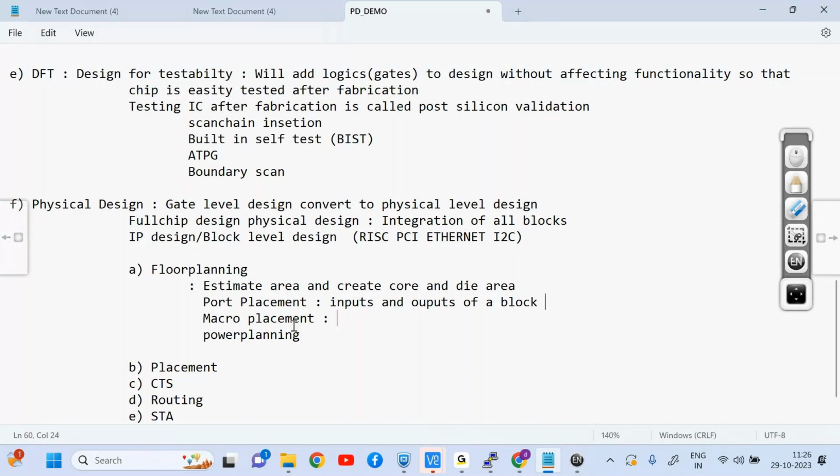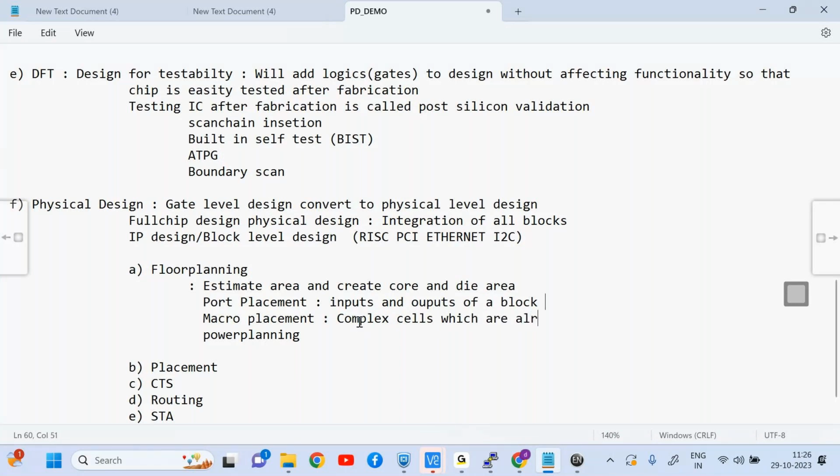See, in this IP design, again I can use some other IP. In this IP design, it is not only an interconnection of standard cells; I can use some other IP also. For example, macros are complex cells which are already optimized. Optimized means they are the best cells for that functionality. Those are called macros.